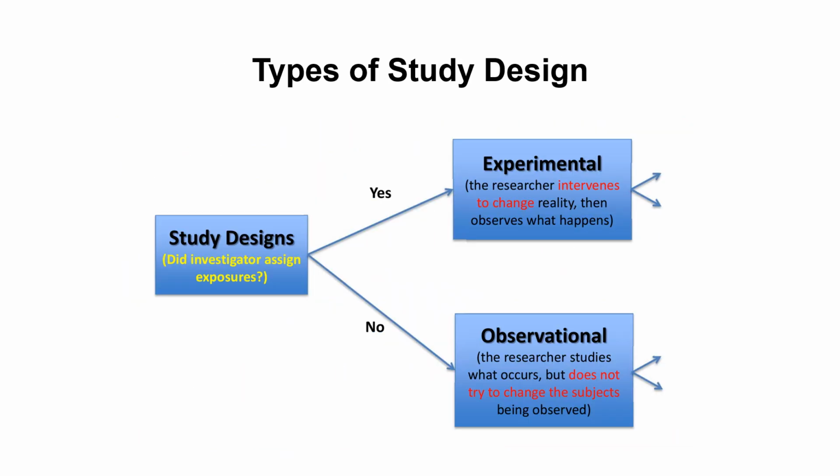For the types of study design, you look mainly at the exposure. Did the investigator assign the exposure? If yes, it becomes experimental, where the researcher is trying to intervene to change the reality, then observe what happens, and it is divided into randomized and non-randomized. However, if the investigator didn't assign an exposure, it is an observational study. The researchers want only to observe the subjects without any effort to change them.